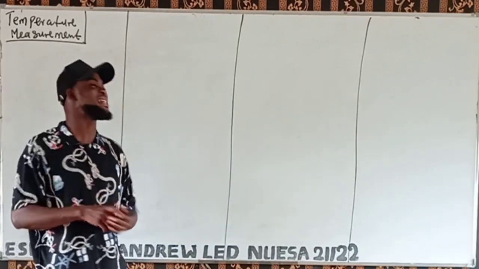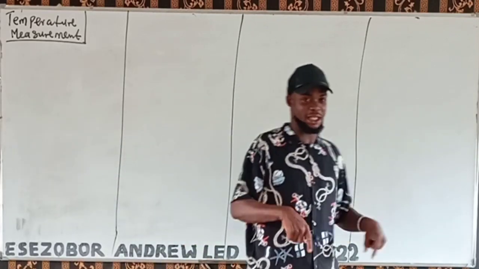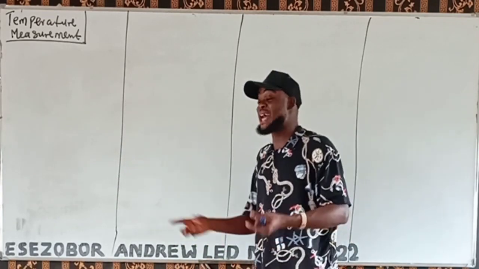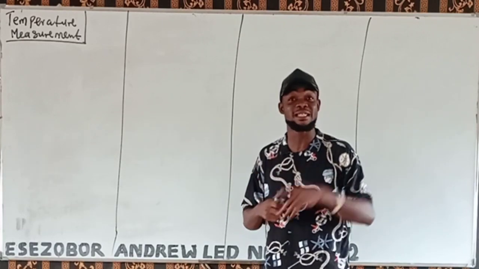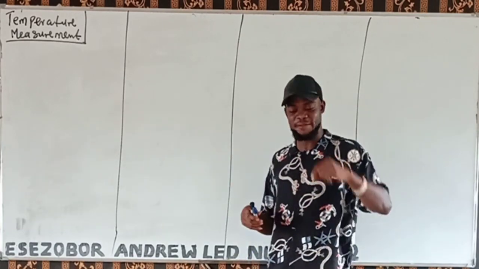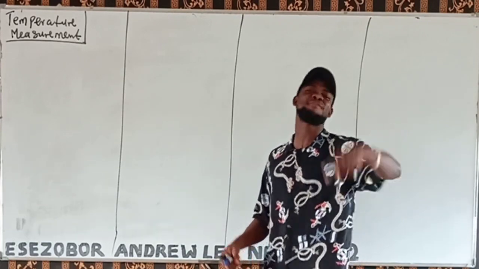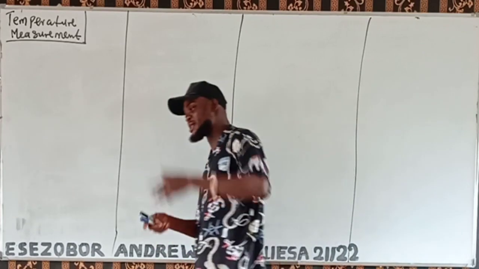Now, temperature is a physical quantity. Remember, we did physical quantity in this channel before. We said physical quantities are any measurable quantity in physics. They can either be fundamental or derived. Now, temperature, is it fundamental or derived? Temperature is a fundamental physical quantity. It's a fundamental what? Quantity.